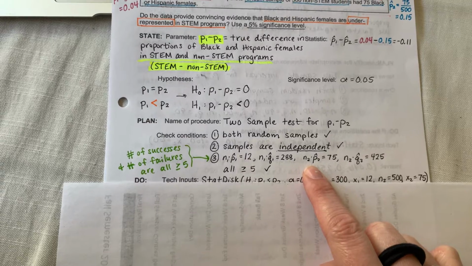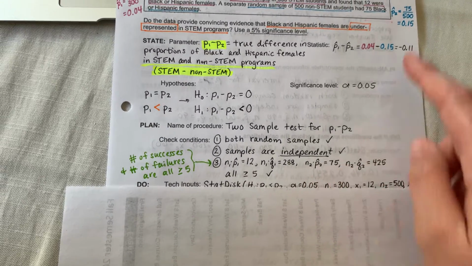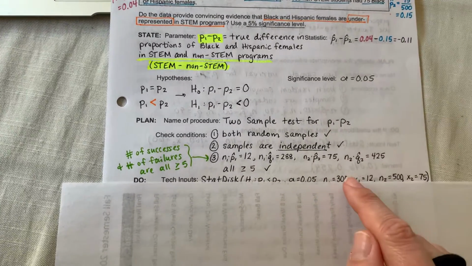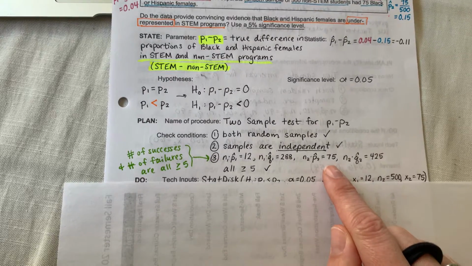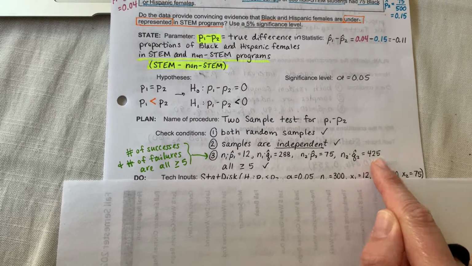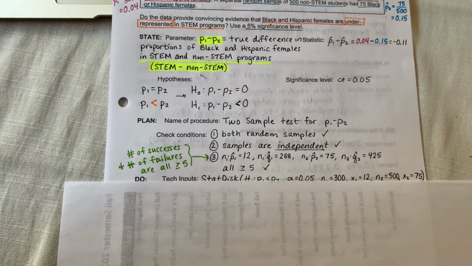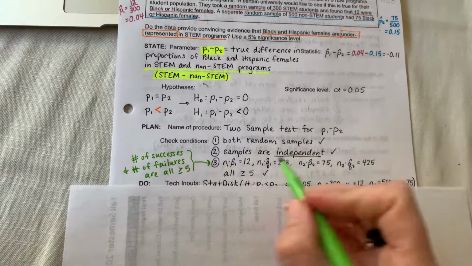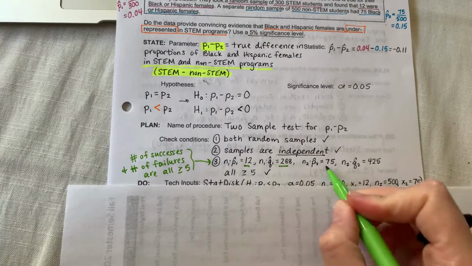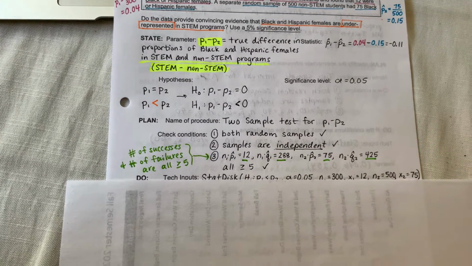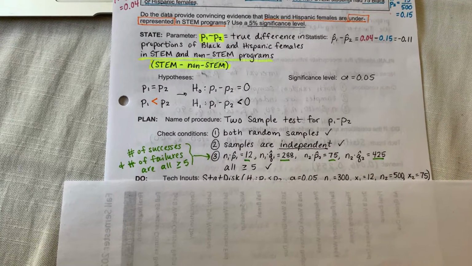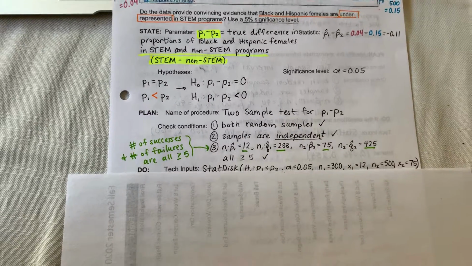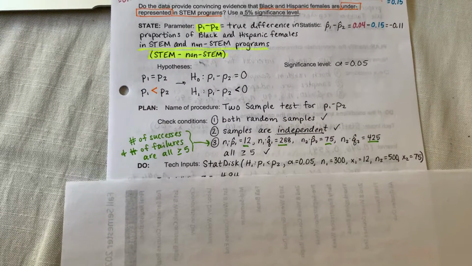Same thing for the second sample. The number of successes is 75. There were 75 Black or Hispanic females, meaning 500 minus 75 is 425 non-Black or Hispanic females. And all 4 of those numbers, right? This one, this one, this one, and this one, they are all greater than or equal to 5. So that condition is met as well. Okay, so then I can move on to the actual do step.